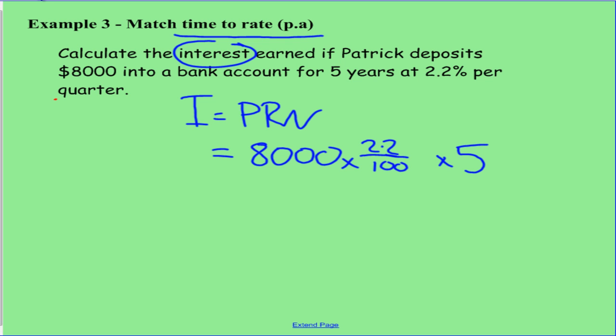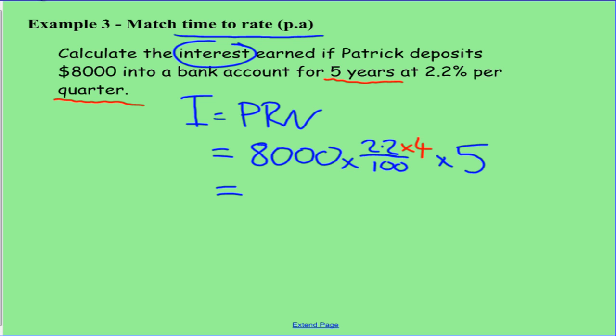Here we have the interest rate being per quarter, but our time is per year. What we need to do is adjust one of those so it matches the other. Now, what I'm going to do is I'm going to leave the 5 in years, and I'm going to convert my percentage into per year instead of per quarter. Now, because there are 4 quarters in a year, I need to multiply my interest rate by 4. So instead of being 2.2% per 3 months, it's going to be 8.8% per year.